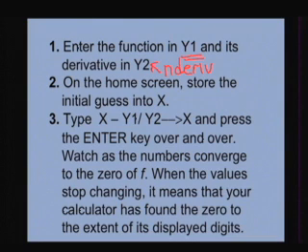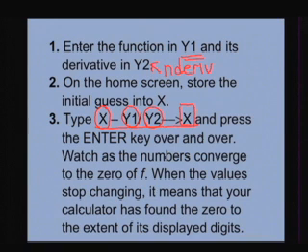Then on the home screen, you store in the initial guess that you made for x. Then you type in this formula right here on the home screen. That is x minus the first equation, y1, divided by y2. So this is, of course, your first guess approximation. This is f of x sub n, and this is f prime of x sub n. And then you store that into the new value of x.